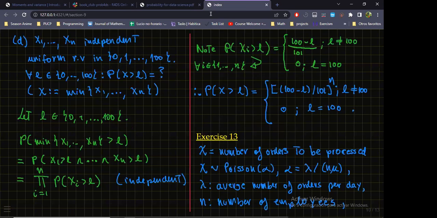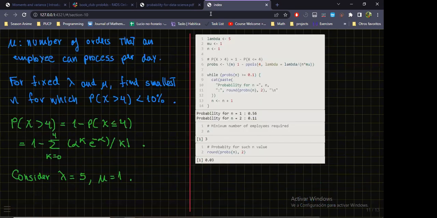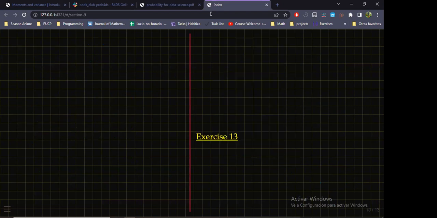Now, this was actually interesting. I was trying to make it interactive with Observable, but I didn't have the time.